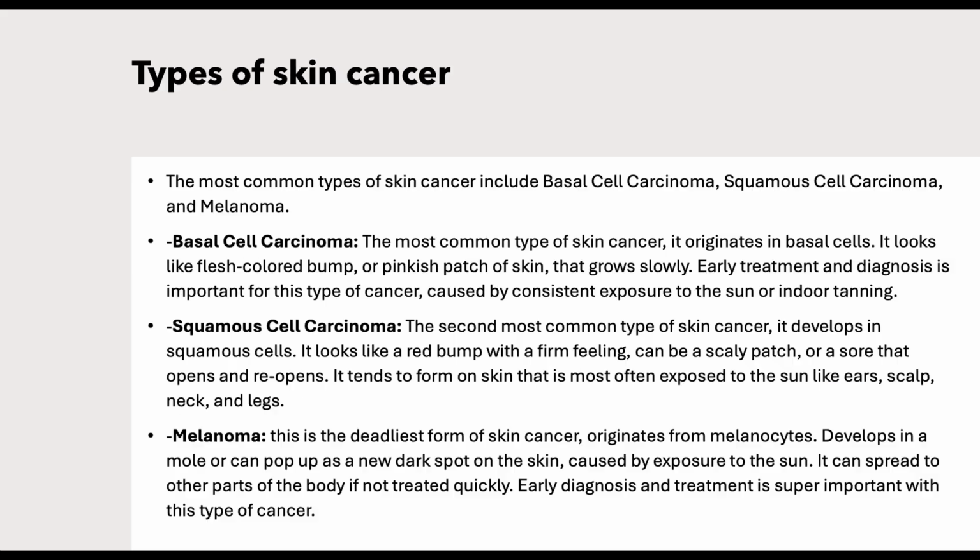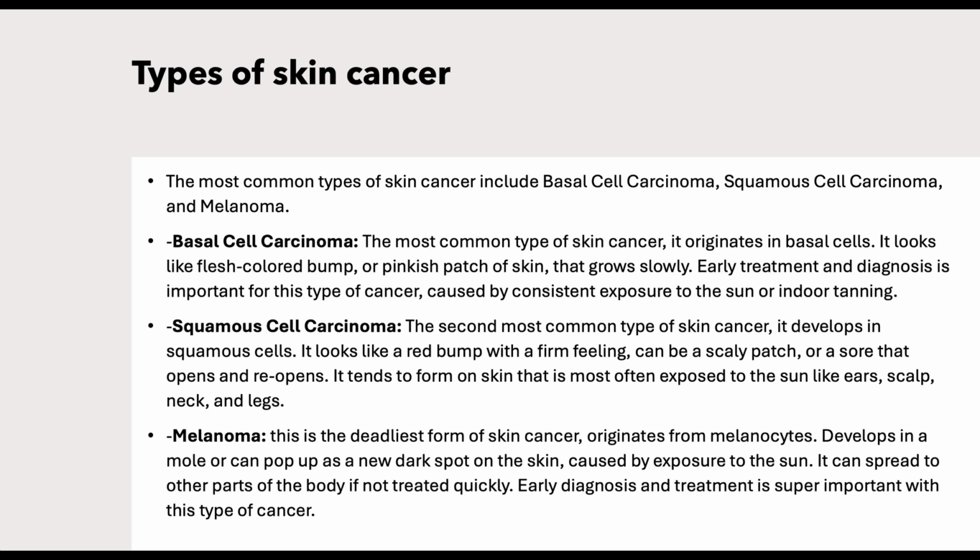Types of skin cancer. The most common types of skin cancer include basal cell carcinoma, squamous cell carcinoma, and melanoma. Basal cell carcinoma is the most common type of skin cancer. It originates in basal cells. It looks like a flesh-colored bump or a pinkish patch of skin that grows slowly. Early treatment and diagnosis is important for this type of cancer. It is caused by consistent exposure to the sun or indoor tanning.